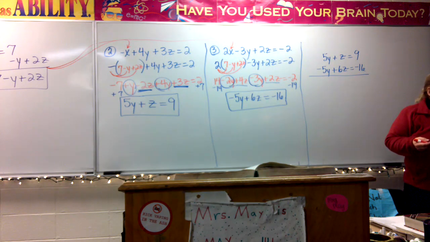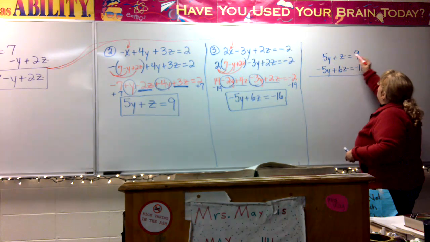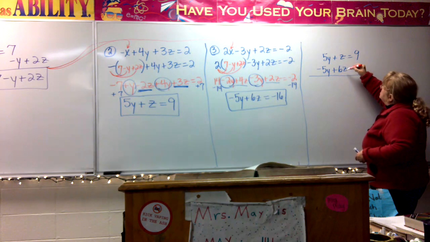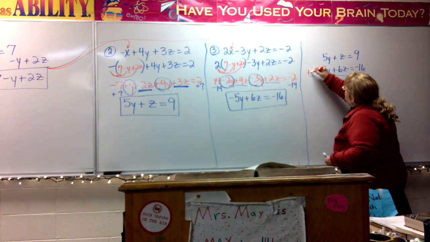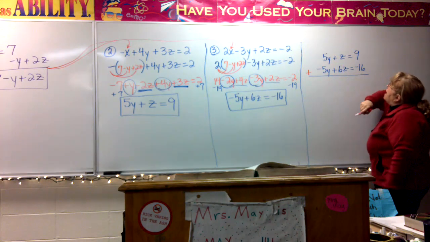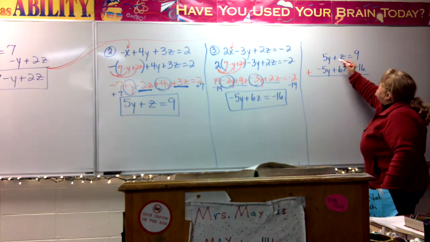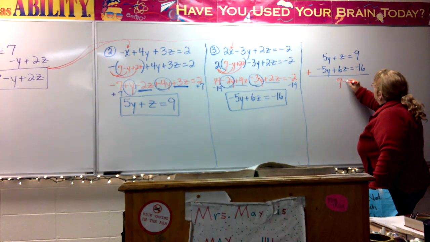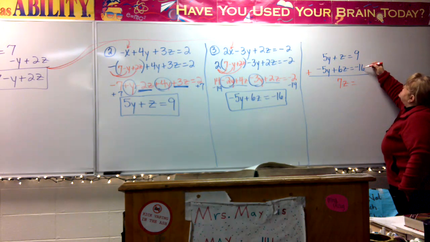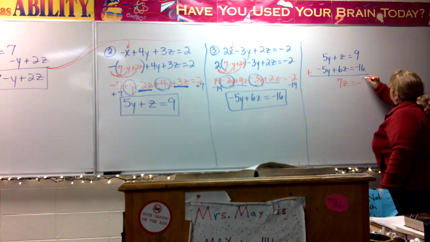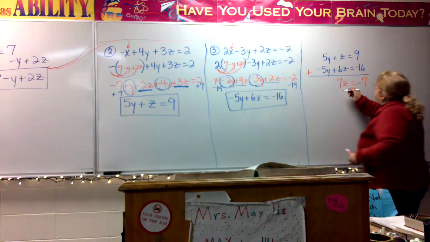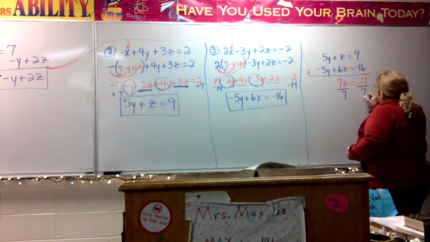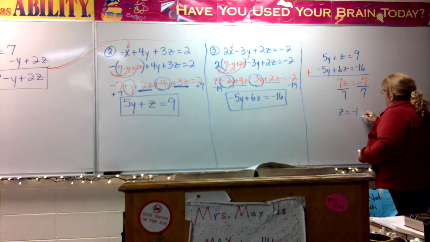Remember when you had to multiply the equations by something? You might have to do that. Or you could minus 5y and get z equals and substitute it. But this one's all set up. If we add those up, what do we get? 5y and -5y goes away. Z plus 6z. And over here, -16 and 9. I think it's -7, right? Yeah. Divide by 7, divide by 7. Hallelujah. I got z equals -1.